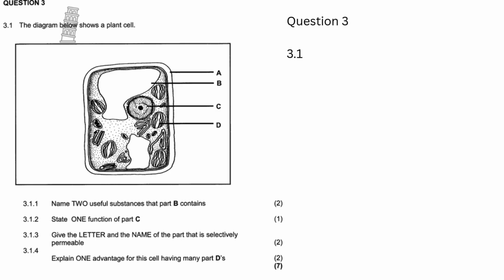Question 3. Cells and mitosis. Out of 15 marks. 3.1. Plant cell analysis. In your paper, you'll see a diagram of a plant cell with parts labeled A, B, C, and D. 3.1.1 asks, name 2 useful substances that part B contains, out of 2 marks. The answer is sugars and mineral salts.